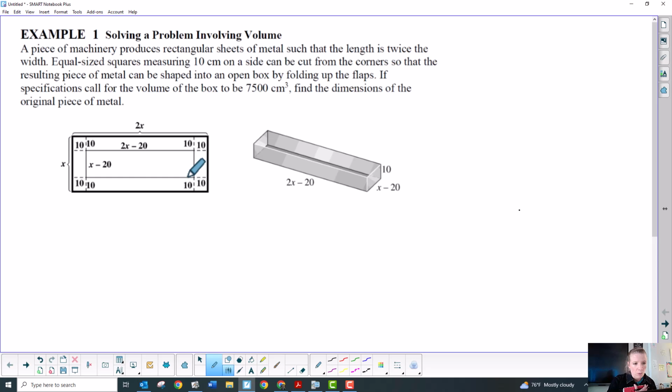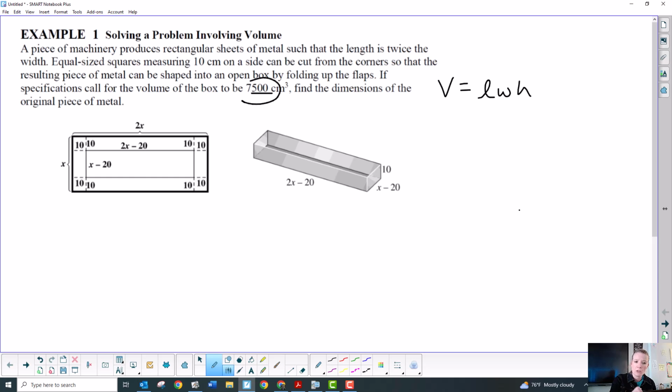So the first type is where a piece of machinery produces rectangular sheets of metal such that the length is twice the width, and equal-size squares measuring 10 centimeters can be cut from the corners. Open, and so on. Volume of the box, 7,500. Okay, so volume of a box is length times width times height. So I'm just going to multiply.